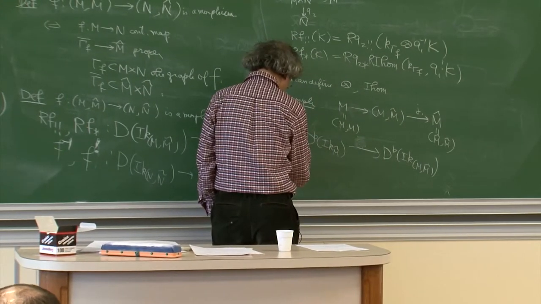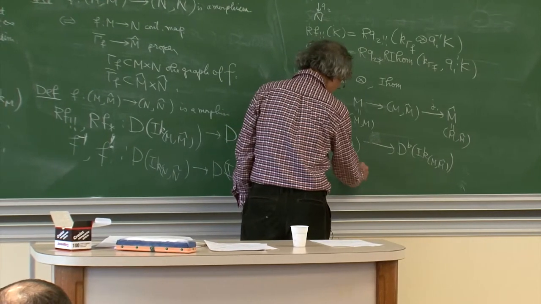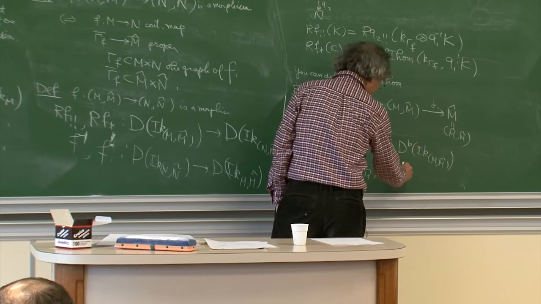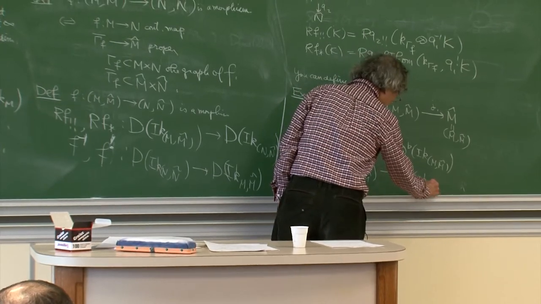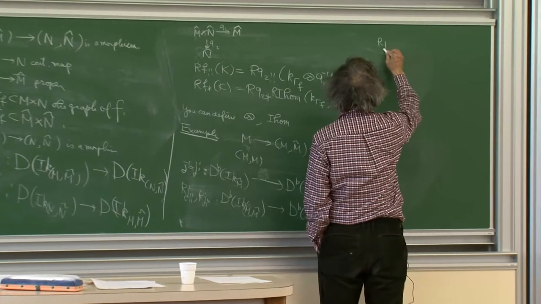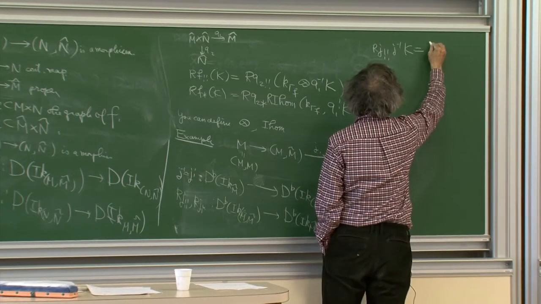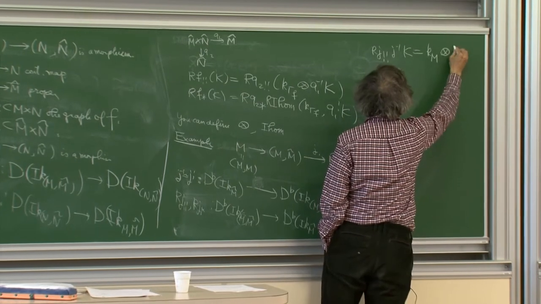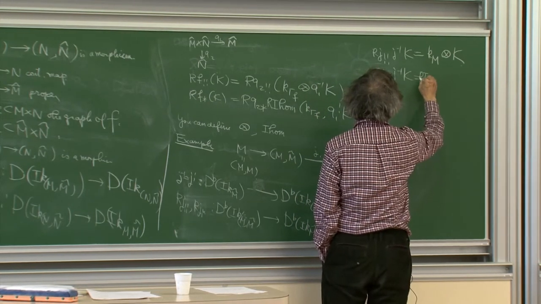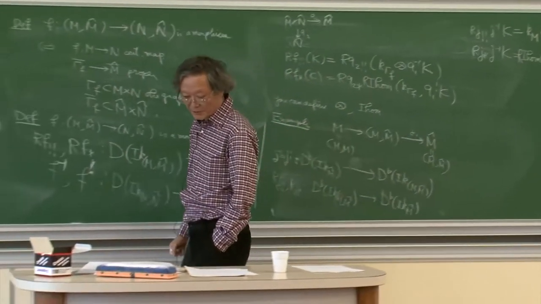And so they are not equal, and for example this one, okay, and RJ star K is R I Hom, K M. So that is those ones.